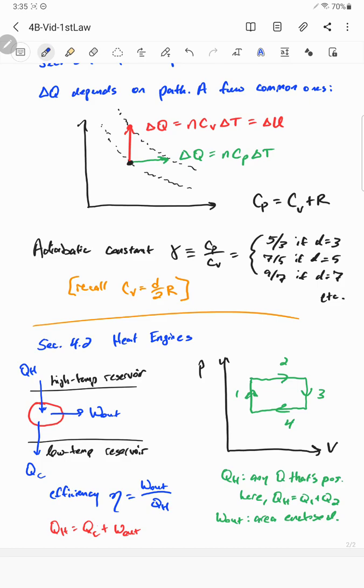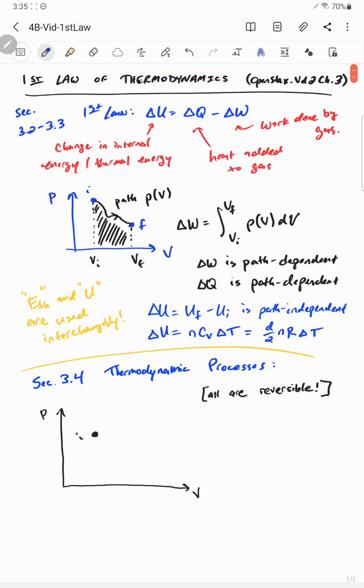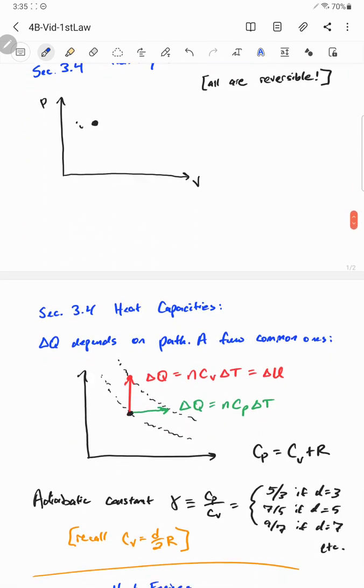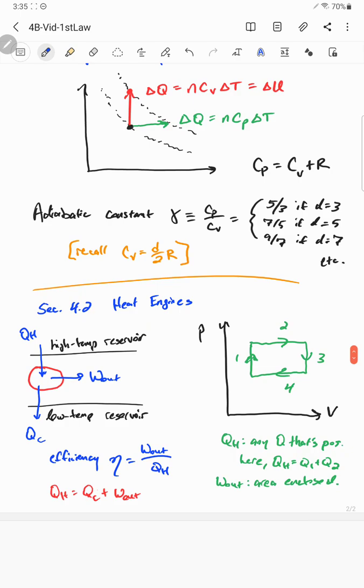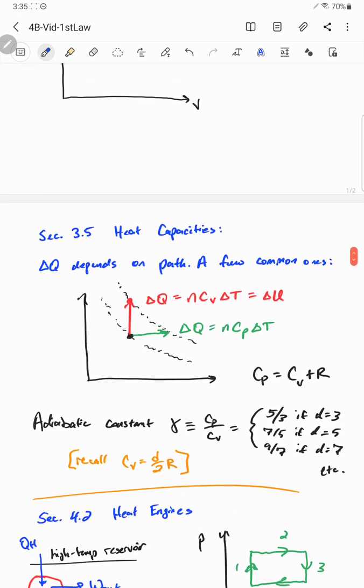So I'm roughly going in the order of the book. So sections 3.2 to 3.3, section 3.4. This should read section 3.5, heat capacities. And then section 4.2 on heat engines. This will all be covered on your next homework assignment.